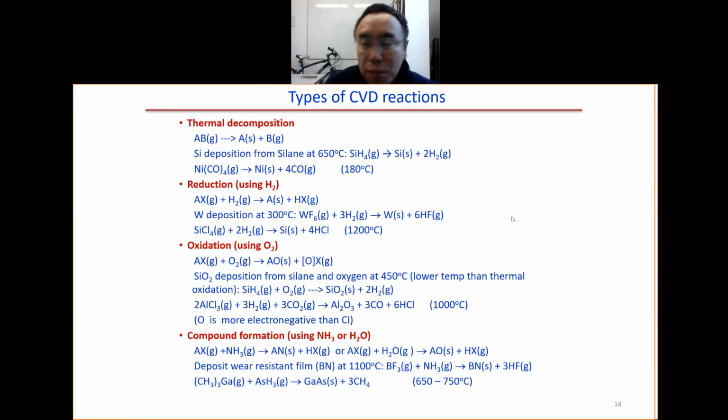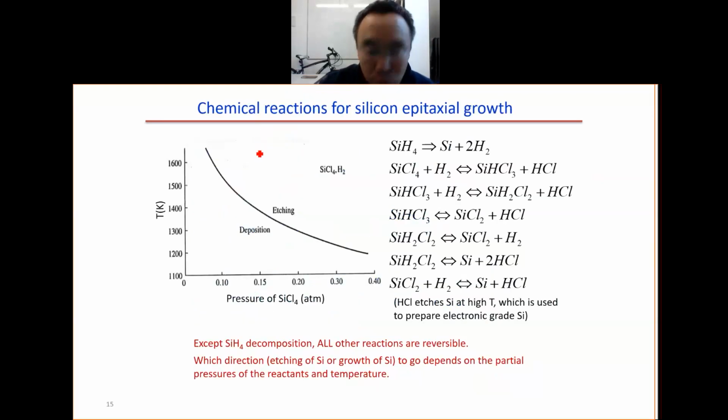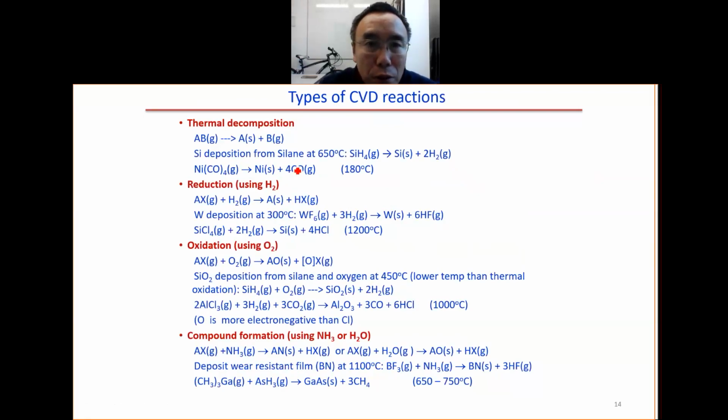So here are examples of CVD reactions. The first one is thermal decomposition. For example, to deposit nickel by CVD, as we have seen before, we use Ni(CO)4. There are also other kinds of processes. To deposit tungsten, we can use WF6 plus hydrogen to form tungsten and HF. This is the reduction, using hydrogen. Silicon tetrachloride and hydrogen form silicon. This is high temperature, which gives you an epitaxial film, epi film.